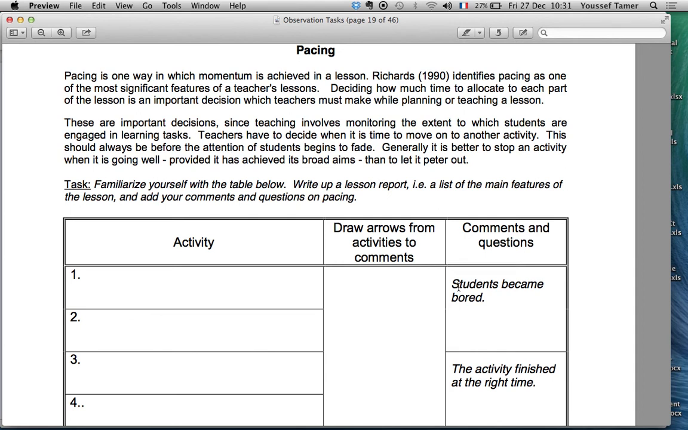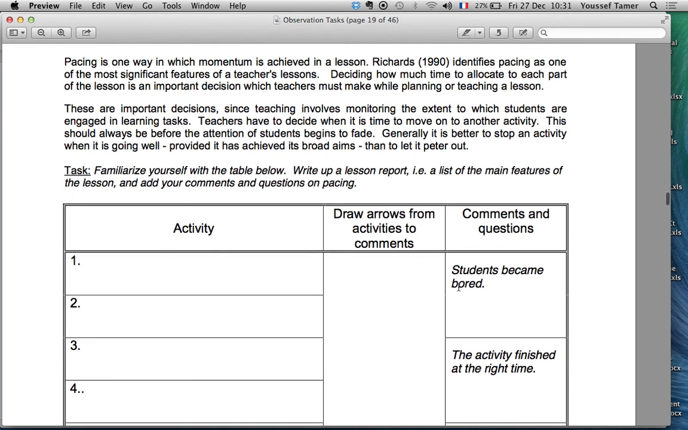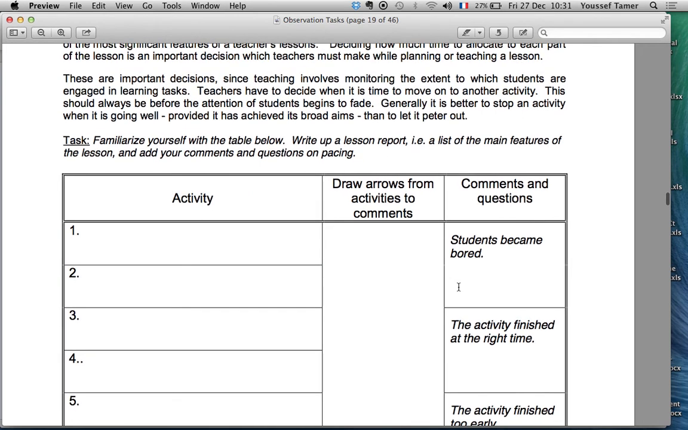So in your lesson plan, you should provide an estimated time for each part of your lesson plan. These are important decisions since teaching involves monitoring the extent to which students are engaged in learning tasks. Teachers have to decide when it is time to move on to another activity. This should always be before the attention of students begins to fade, etc.